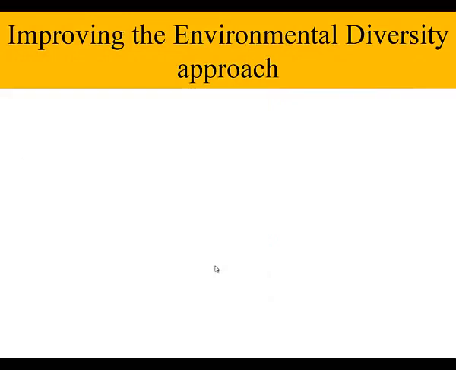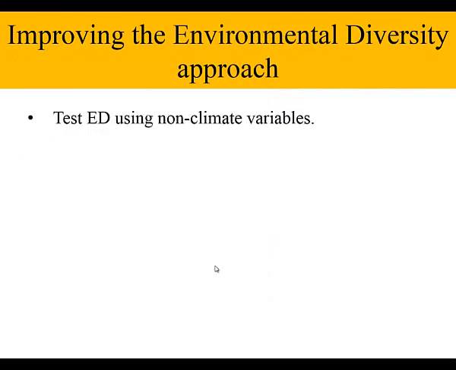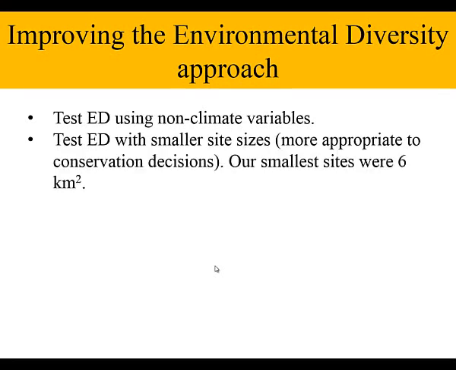So Fabio and I want to do some more things. I was using the words, this might be a tool. I think there are some respects in which it's probably not ready. In particular, we did use climate variables to define this space. We want to do some tests with non-climate variables if we're going to propose this as a strategy for planning and climate change. We also want to test it on much smaller site sizes. The smallest sites we used were the breeding bird atlas sites, 6 kilometers squared. Those are still big parcels, and we make conservation decisions on a finer scale than that. So we're searching for some data sets where we can evaluate this at a finer scale using non-climate variables.